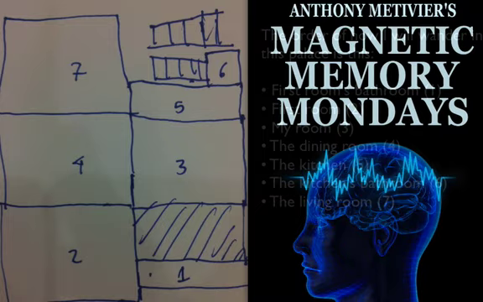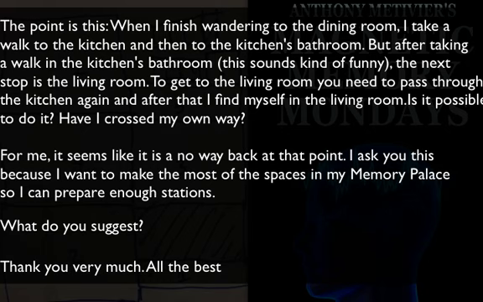The letter continues, "The point is this, when I finish wandering to the dining room, I take a walk to the kitchen and then to the kitchen's bathroom. But after taking a walk in the kitchen's bathroom," this sounds kind of funny, "is the living room. To get through the living room, you need to pass through the kitchen again, and after that, I find myself in the living room. Is it possible to do it? Have I crossed my own way? For me, it seems like this is a no way back at that point.